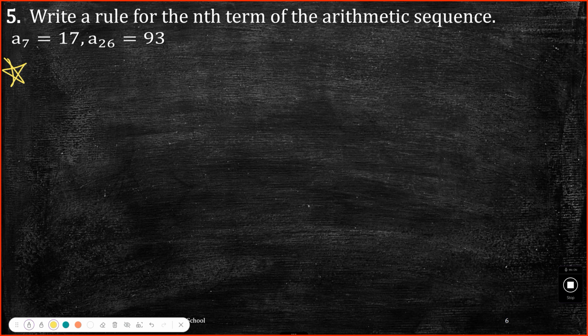So you are given two numbers in the sequence. You don't have A1. A1, A2, A3, A4, A5, A6, A7. You have A7, and then you have A26, but you don't have A1, and you don't know what the common difference is. So we got a problem.